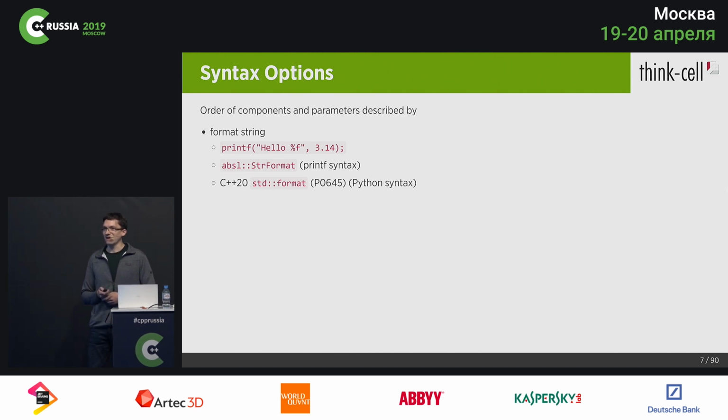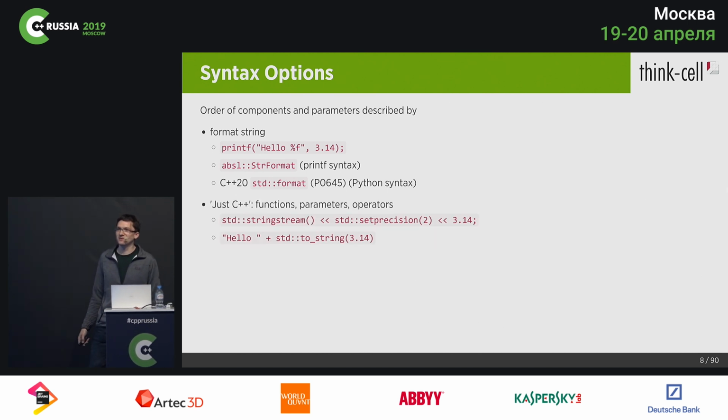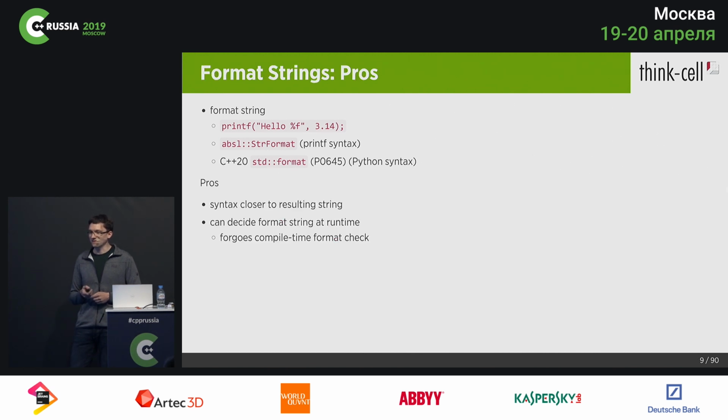And then as an alternative, we could just try to do it in C++ only. We have a string stream, or more generally an I stream, where we just shift in all our parameters and all our components, and then they will end up in a string. We can also try to concatenate strings, and that's another way to do it in C++ without any format strings. So I want to look at both variants and see what's good about them and maybe what's not so good about them.